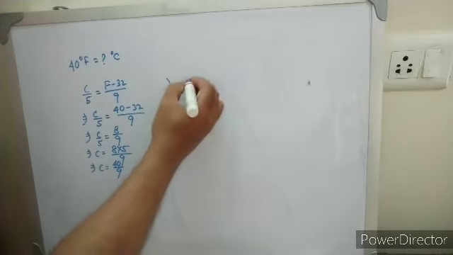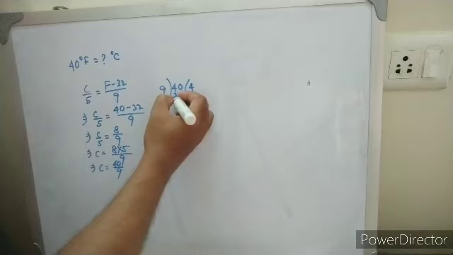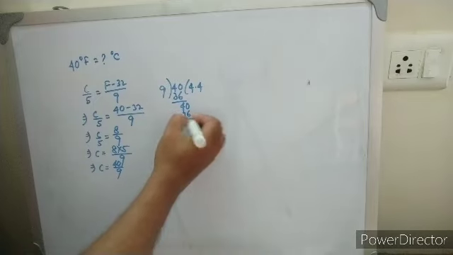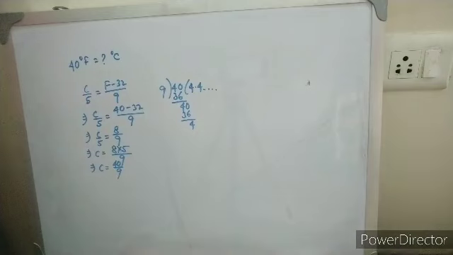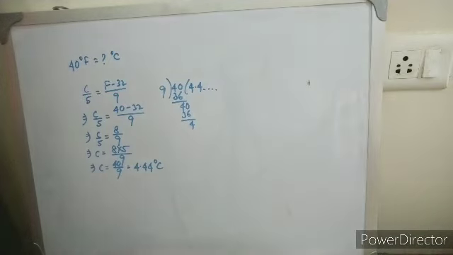40 by 9 means it is 4.4, again we have 4, again we have 4. So it is very simple that these will continue forever. So we can write 4.44 degree centigrade. So 40 degree Fahrenheit is 4.44 degrees centigrade.